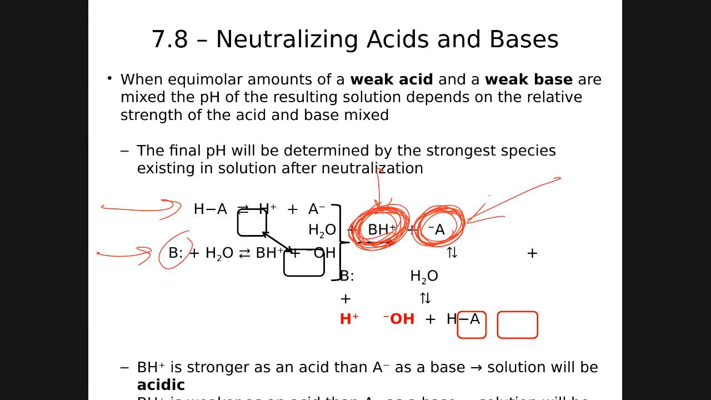If they, by chance, happen to have similar strengths each on their own, the acid is about as strong as an acid as the base is as a base, then you end up with a solution that has nearly neutral pH, close to 7. And there are examples of salts like that, that when they find each other and they neutralize each other, even though they're both weak, you end up with a pH about 7 because it turns out that they balance each other out perfectly. All right, are we good? Questions?